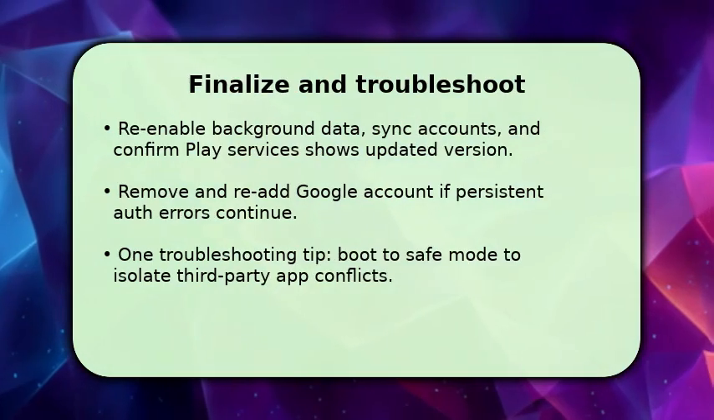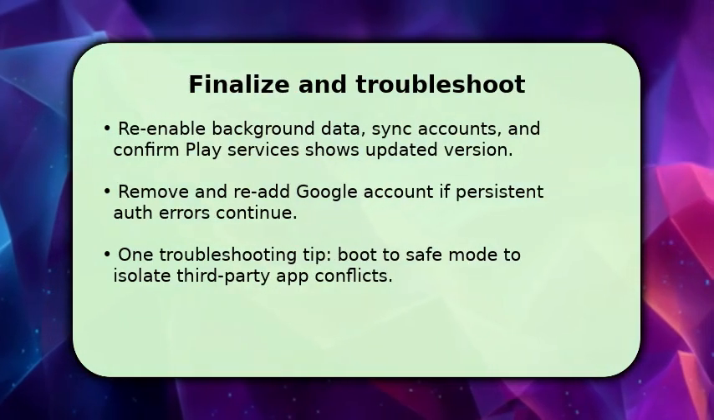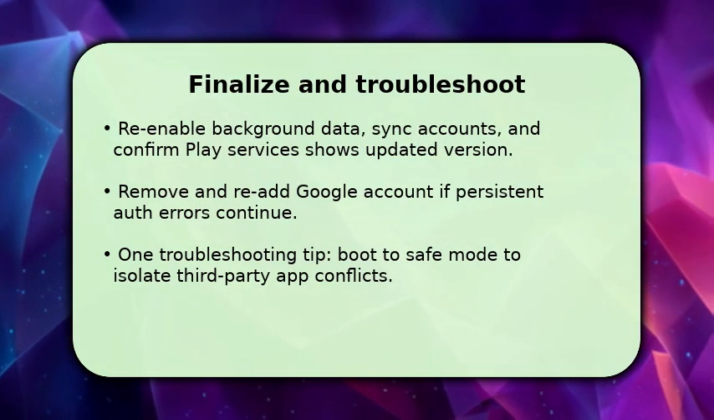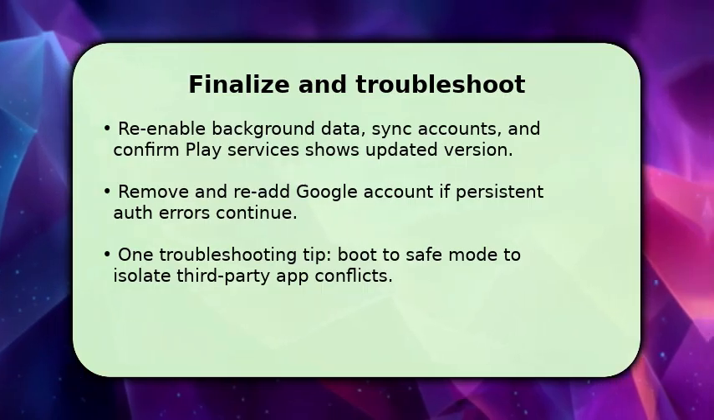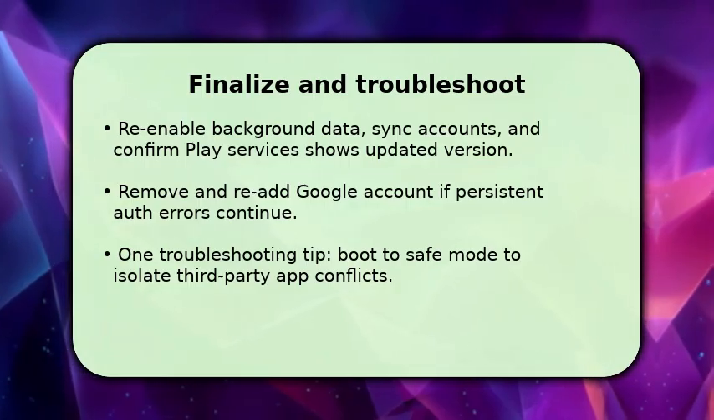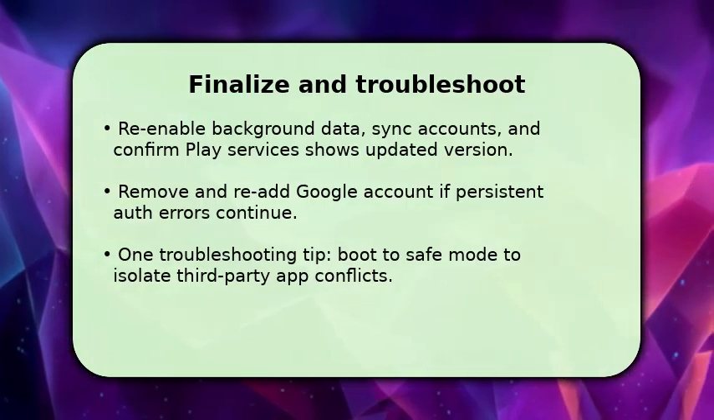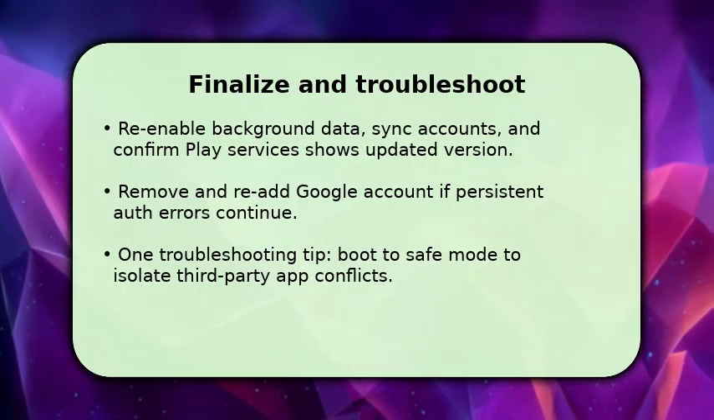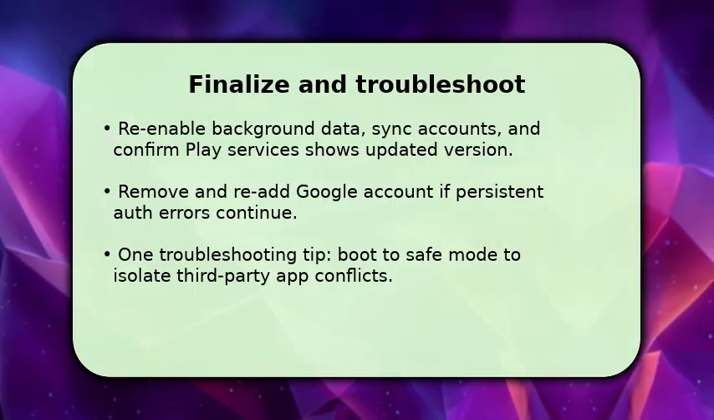Finish by re-enabling background data and account sync, then confirm Google Play Services shows the updated version in App Info. This verifies functionality. If you still see authentication or sync errors, remove and re-add your Google account. This resets tokens and often clears lingering failures.